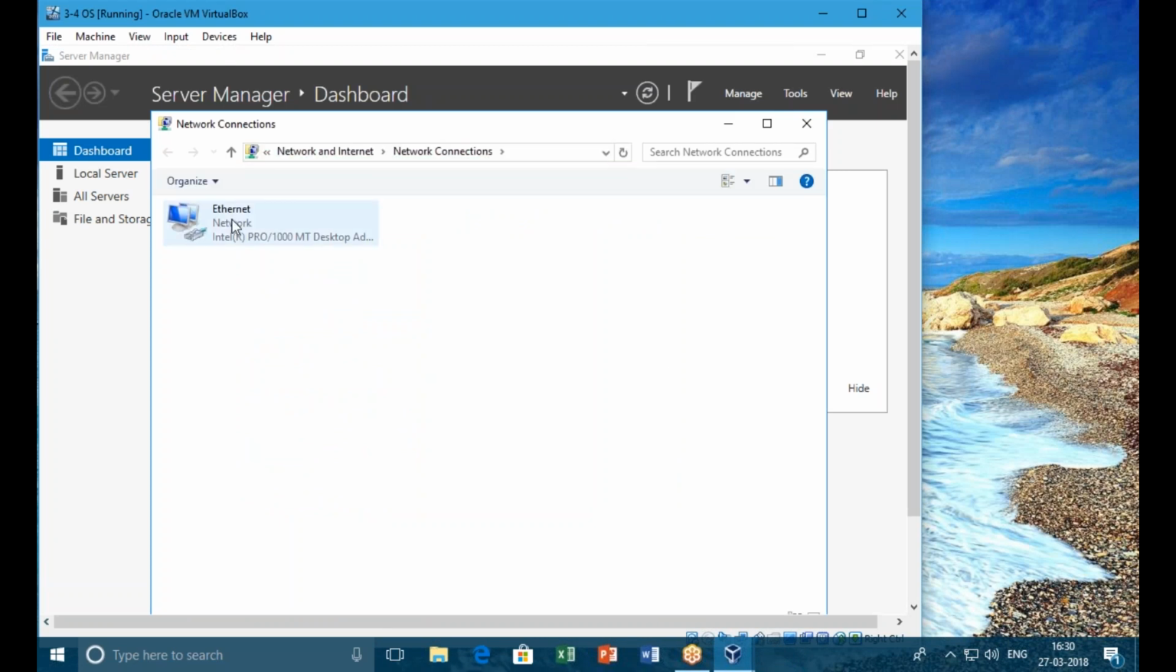Right click on this Ethernet. So it's on Properties. VirtualBox, right? Yes.